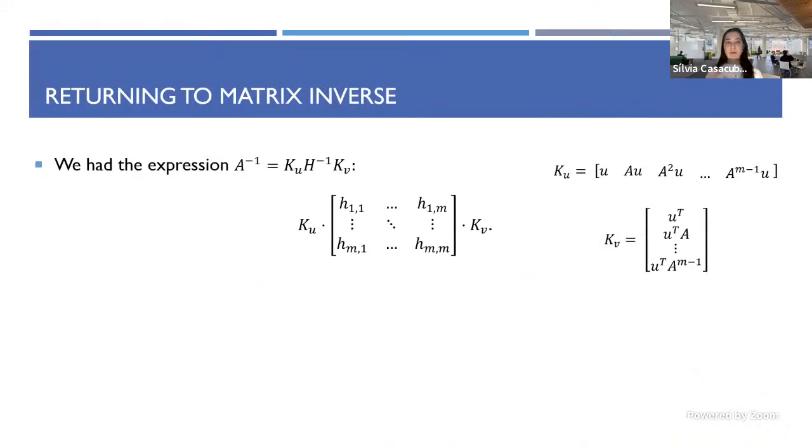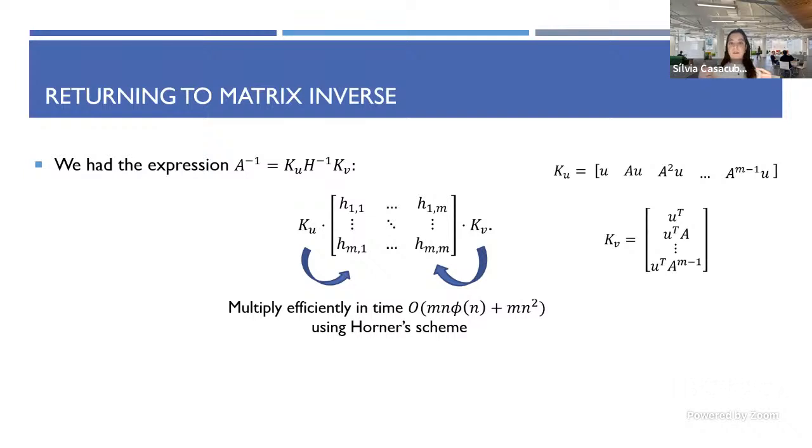Now that we know how to invert the block Hankel matrix, we remember that we had decomposed A inverse into these two Krylov matrices and the explicit block Hankel matrix. So what remains to obtain A inverse is just to apply the block Krylov matrices to this block Hankel inverse. And we can do that efficiently using Horner's scheme, given the structure of these Krylov matrices. And so that gives us the inverse of A.